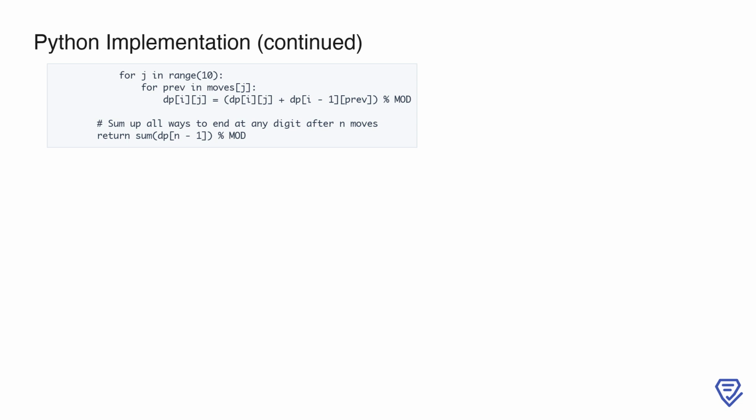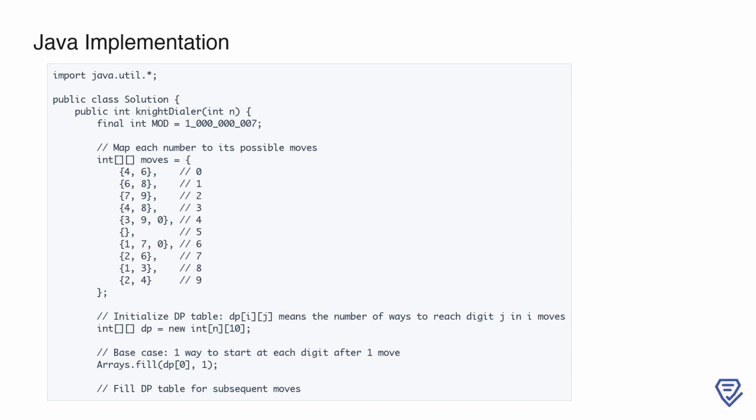Finally, after populating the entire dp table, we calculate the total number of distinct sequences that end on any digit after exactly n moves. This is done by summing up all the values in the last row of the dp table, dp[n-1], and then taking modulo mod one last time to ensure the result remains within bounds. The function then returns this final result, which represents the total number of valid sequences the knight can generate on the keypad with n moves.